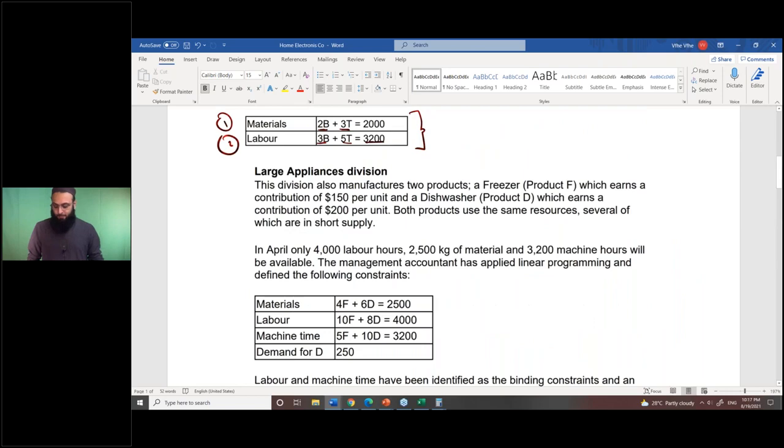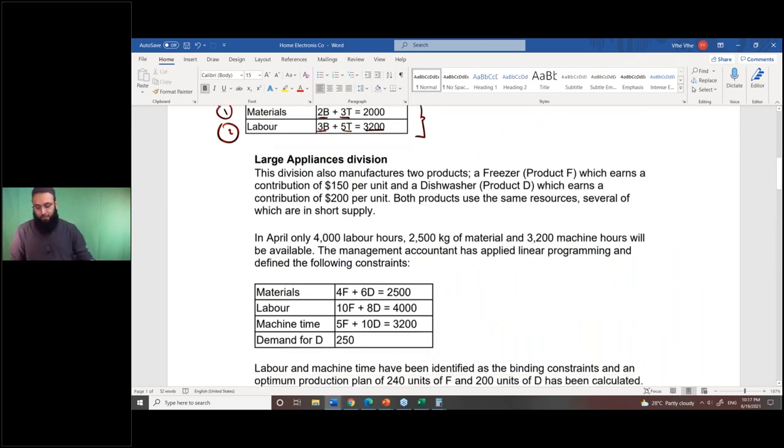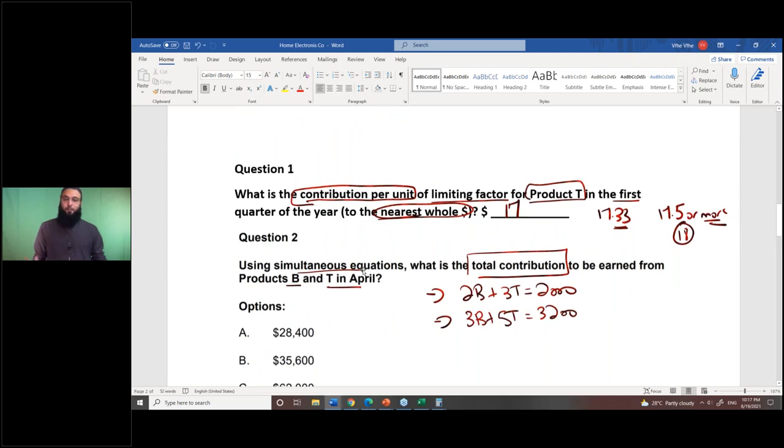Materials and labor. Okay, that's fine. So now let's work out through simultaneous equations. The rule of simultaneous equations is very simple and clear: you have to eliminate any one variable from both the equations. You can select whether it's T or B, it's up to you. But you need to eliminate it, because there is one elimination method and one substitution method. I'm going for the elimination method here. I've decided to eliminate T from both the equations.